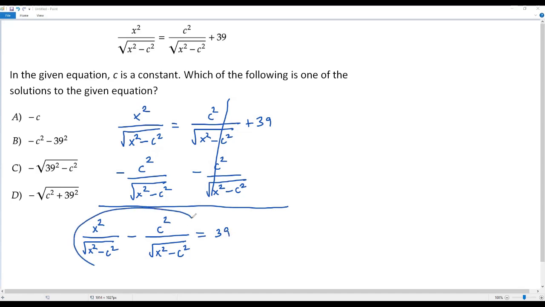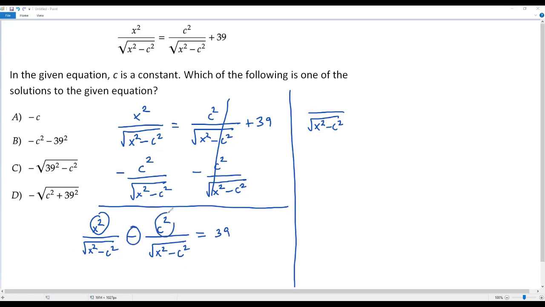Here we subtract two fractions with the same denominator. Whenever we do addition or subtraction of two fractions with the same denominator, we can take the common denominator and do addition or subtraction of the numerators. Since the two fractions are in subtraction, we have to subtract the numerators. Now we can consider the square root of (x² − c²) as a common denominator. Let me do it over here. So with the square root of (x² − c²) as a common denominator, we can write x² − c² in the numerator. x² − c² over the square root of (x² − c²) equals 39.